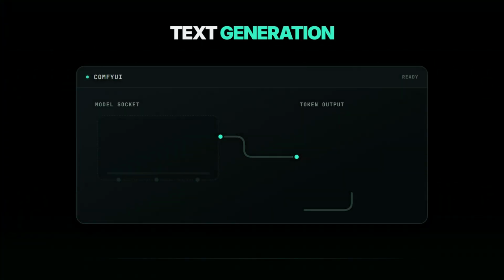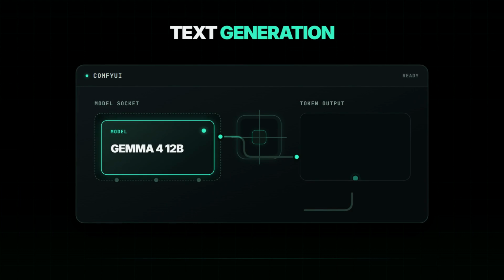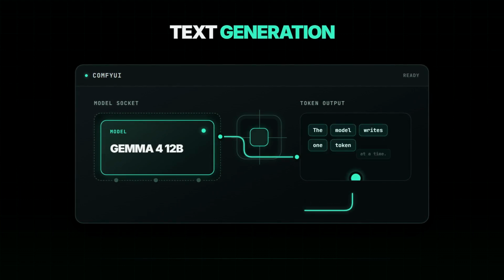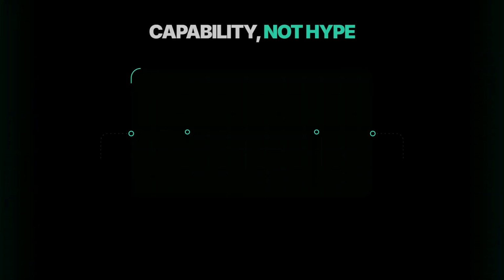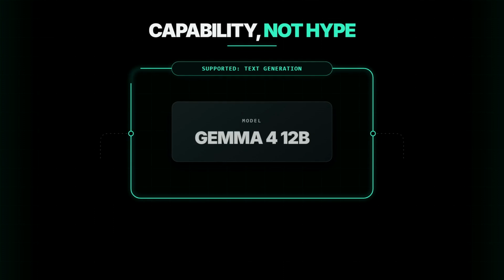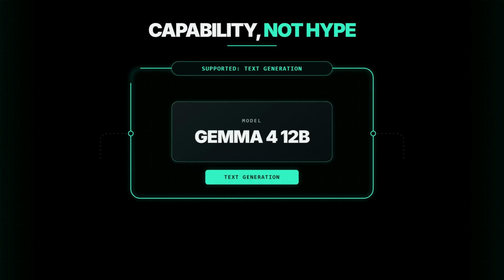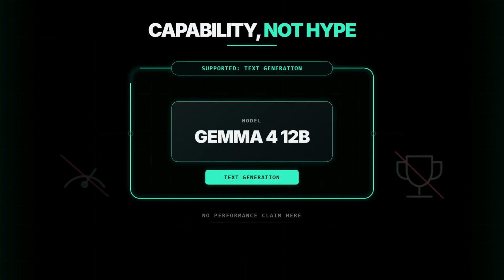The release also adds native support for Gemma 4 12b text generation. That puts another text model directly into the set of workflows ComfyUI can support. The verified pull request makes a narrow claim: support for the new 12b model for text generation. It does not provide performance promises in this source packet.